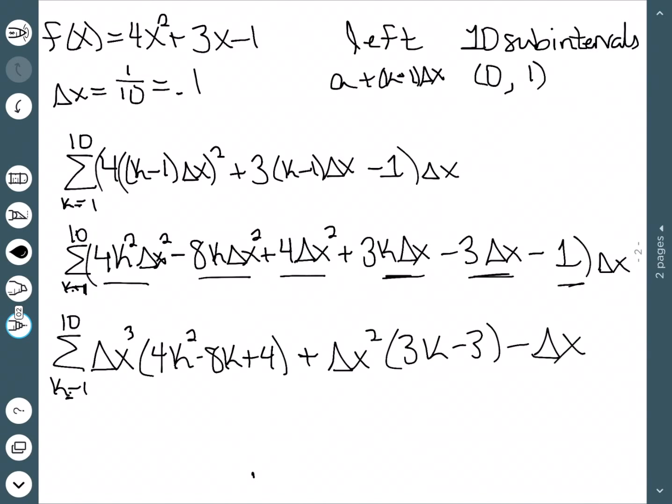I can now stick in my value for delta x and use my formulas to solve this. I'm not going to get an outright number here. I mainly just wanted to set this up and show you how it's done.